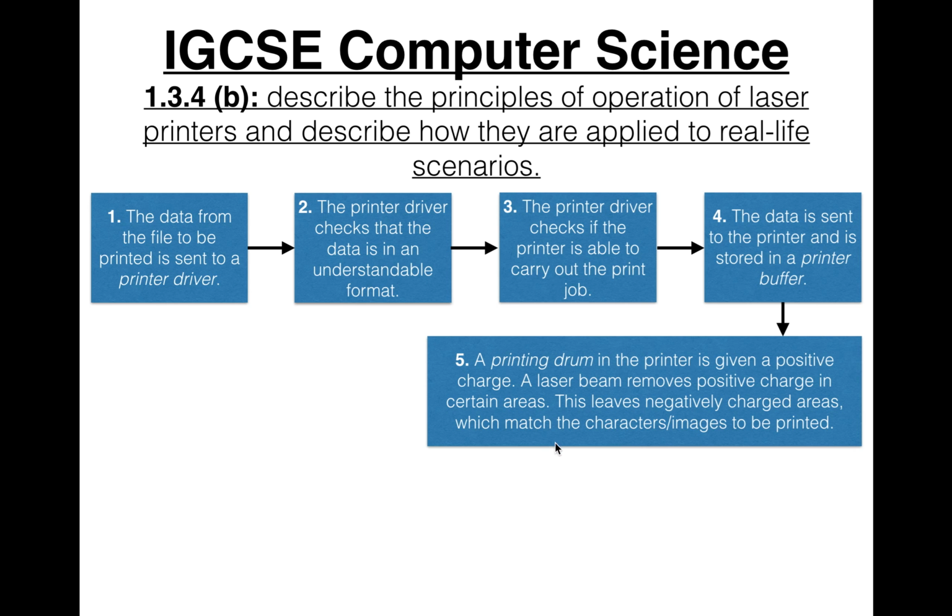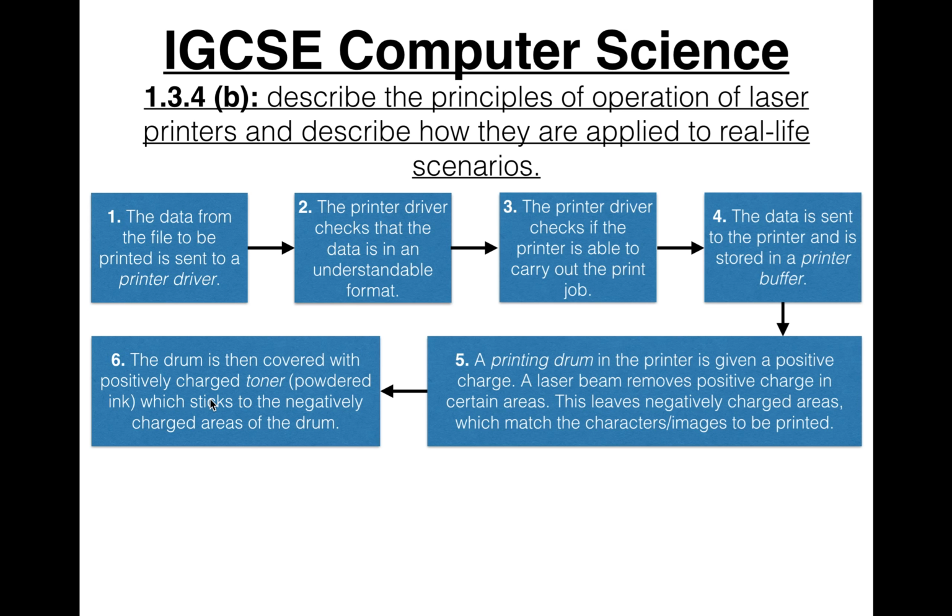But here we go. A printing drum in the printer is given a positive charge. Now, you might be wondering, what is a printing drum? You'll see what it looks like, but just know that a printing drum is kind of like something that rolls. It's given a positive charge, and a laser beam removes positive charge in certain areas on the drum. This leaves negatively charged areas, which match the characters or images to be printed, which is pretty cool.